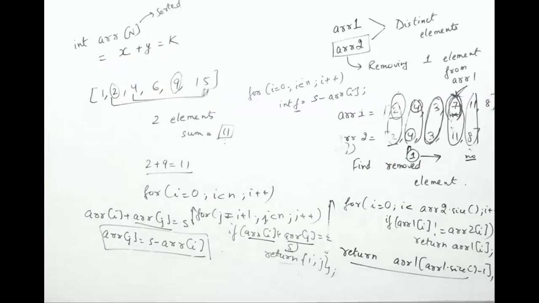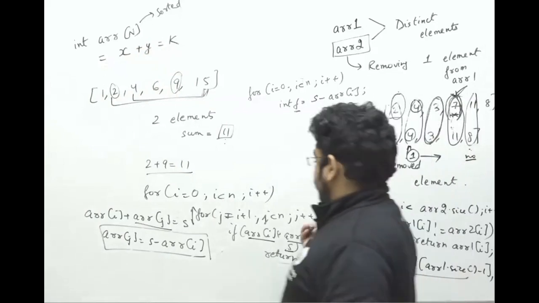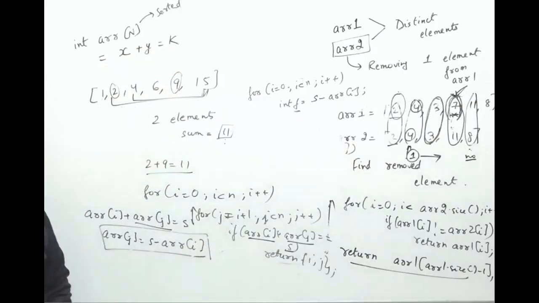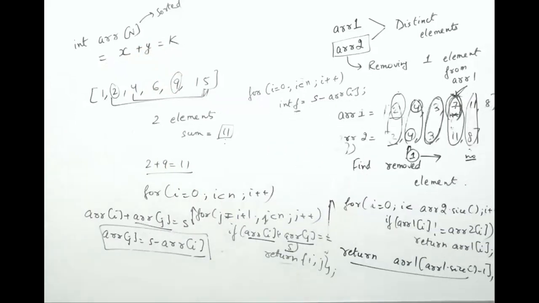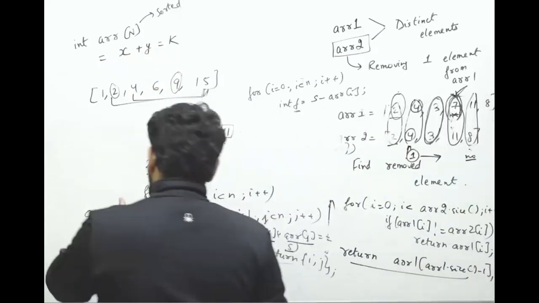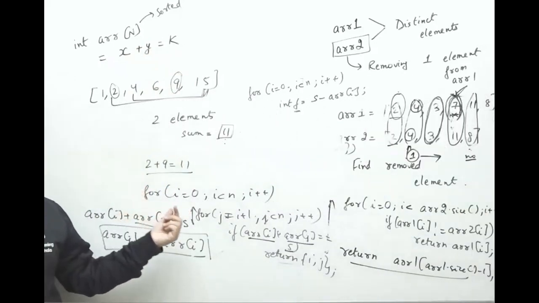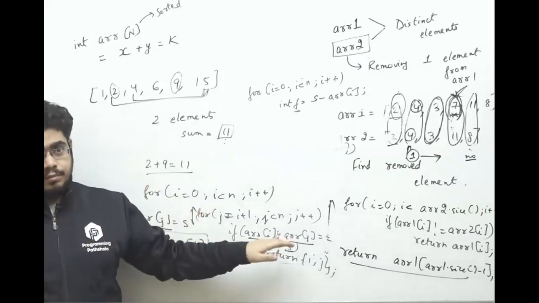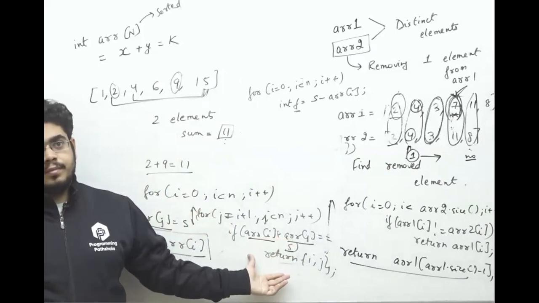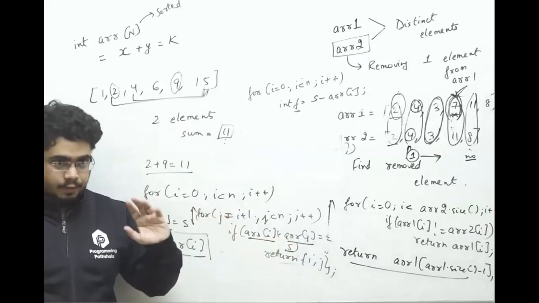How can we go about using binary search here? Instead of this linear search, we replace it with binary search. Others? Let me repeat. Did you understand this brute force? What we were doing was running two loops, fixing two elements, and checking their sum. That was clear? Okay.